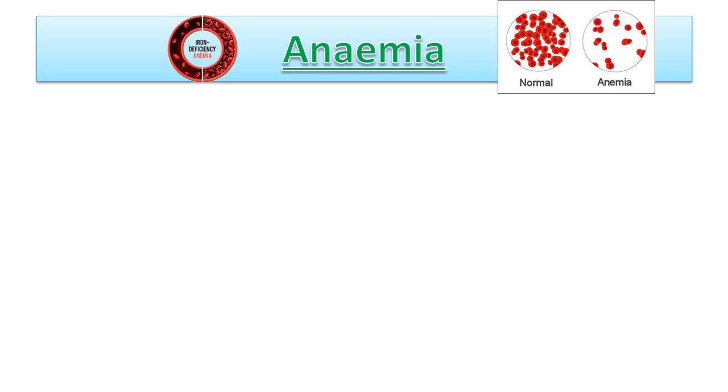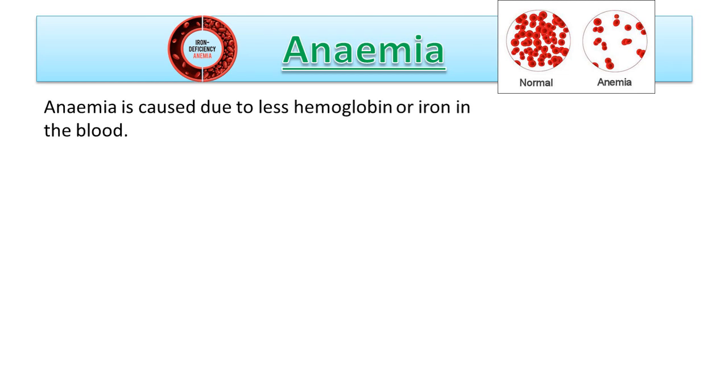Anemia. Now we are going to learn about another important disease, that is anemia. Anemia is caused due to less hemoglobin or iron in our blood. You know, hemoglobin is a protein in blood cells that carries oxygen.